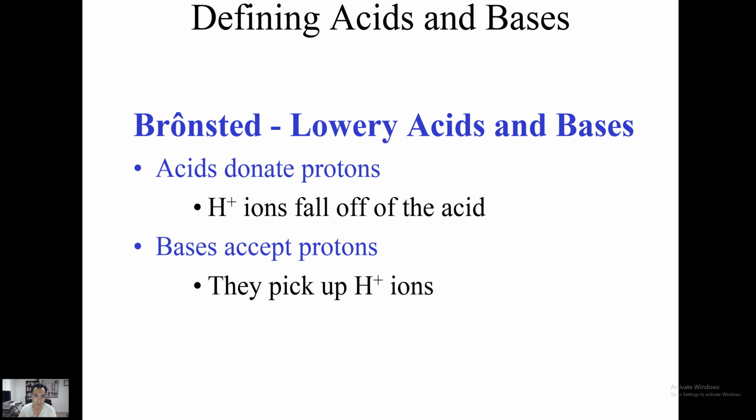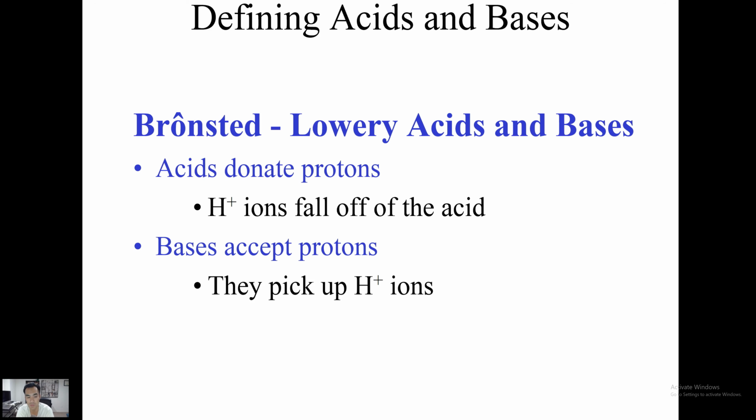All right. So let's go ahead and define acids and bases by the Bronsted-Lowry definition. Now this is what's going to be tested on the exam. So make sure you understand the definitions and also what it looks like. A Bronsted-Lowry acid basically involves donating hydrogen ions, and these are usually going to be things that fall off the acid. While bases are considered the ones that accept the H plus ion.